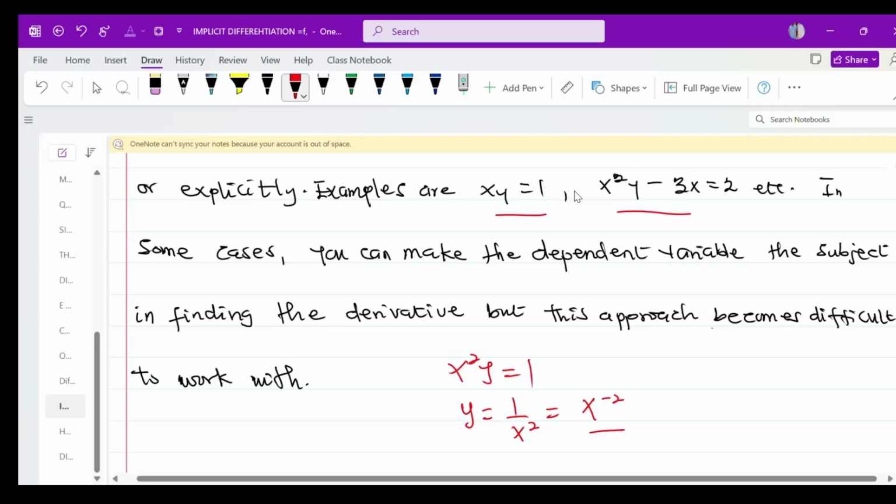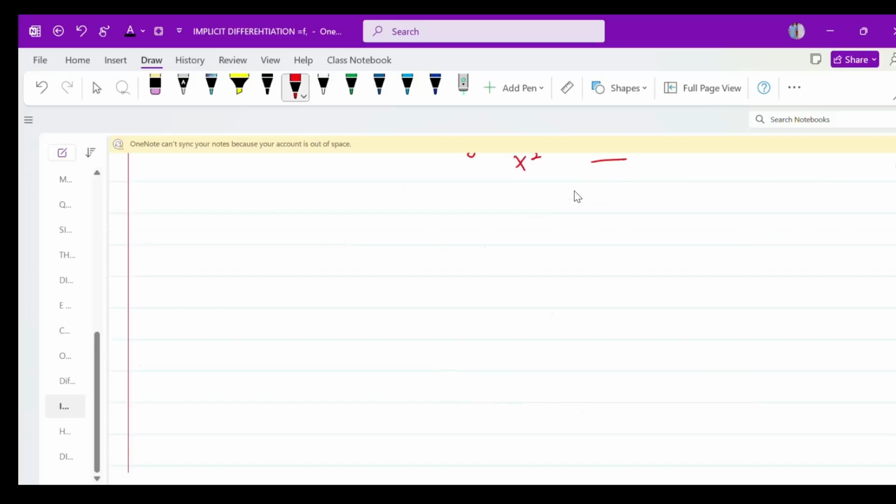But what if you have been given the equation x equal to y plus sine y to differentiate? You can see that in this equation, you cannot easily make y the subject to find your derivative. So that's why we say that in some equations, you can easily make y the subject and find your derivative, but in some other equations, it might be very difficult. Okay, let's quickly solve some examples.